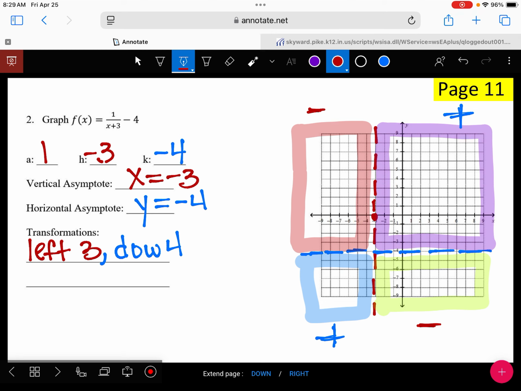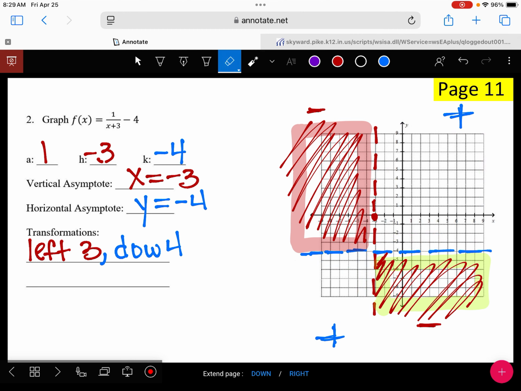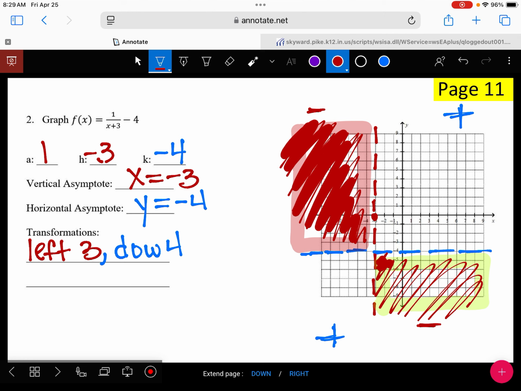So everybody look at the board. The purple and blue are positive. So I'm going to cross out these sections that are negative. I'm going to color it in because I'm not using that. We only use the positive because a is positive. A determines where we put our graph. If a was negative, we would cross out the positive. So I'm going to cross this out, make sure it's really good and crossed out. So my graph is not going to be anywhere in these areas.